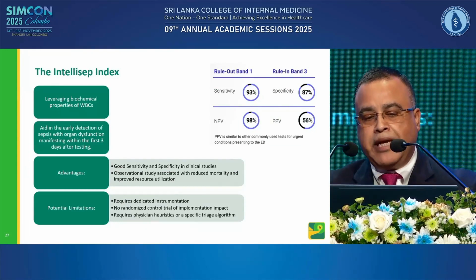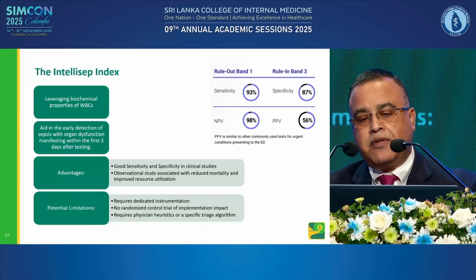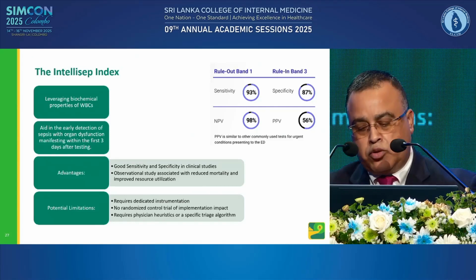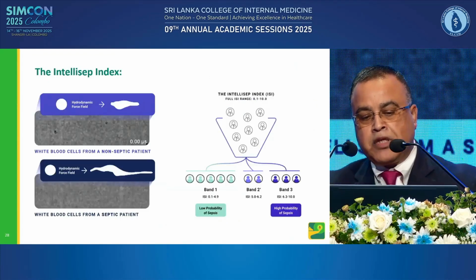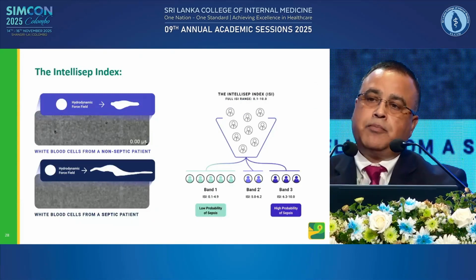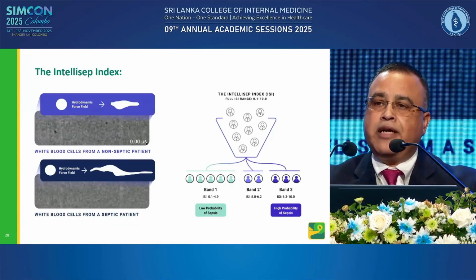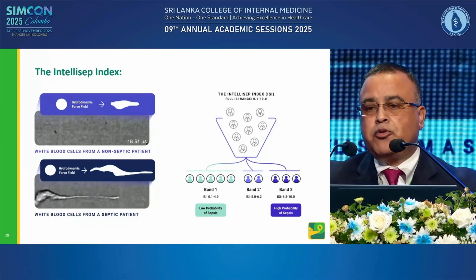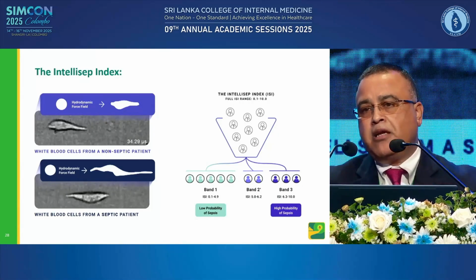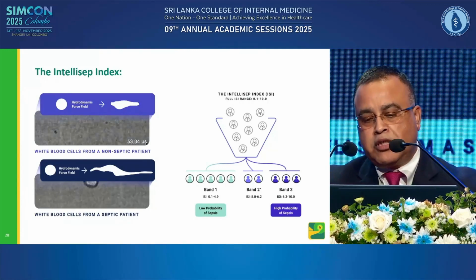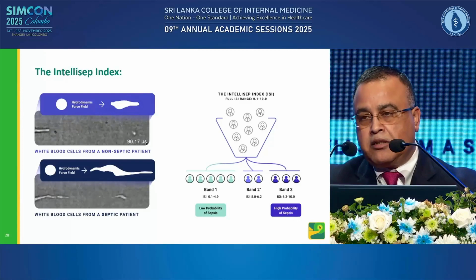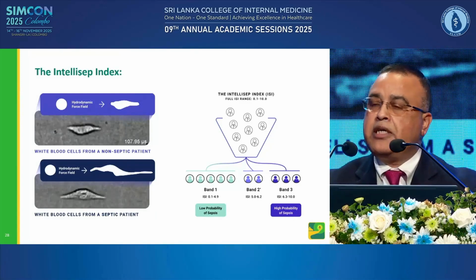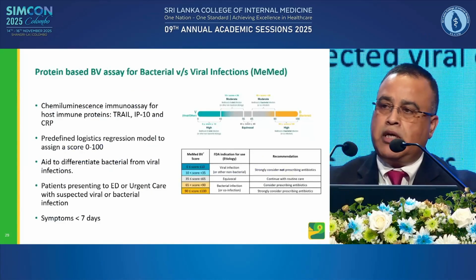The second one is the IntelliSep index, which leverages the biochemical properties of WBC. It comes into bands. It is highly sensitive, but not very specific. So if you have a band of 1, the chances are the patient does not have or will not have sepsis. This is just a diagram to show how pliable the cell membranes are using those tests. And if you have band number 3, then there is a high probability of sepsis. These individuals should be admitted to ICU.